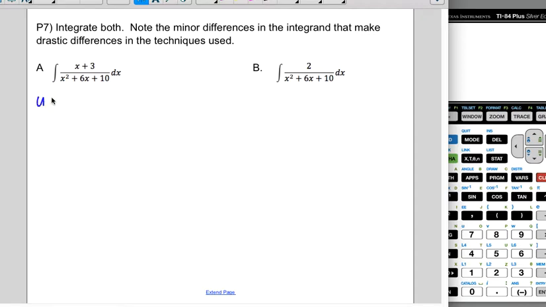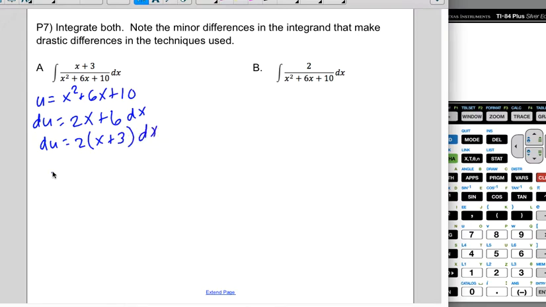Well, I look at A, and I say, if I made u the entire denominator, my du would be 2x plus 6, which is definitely a multiple, right? That's a multiple of x plus 3. I'm going to be able to cancel that x plus 3, right? So du over 2 times (x plus 3) equals dx. This one is definitely U-sub.